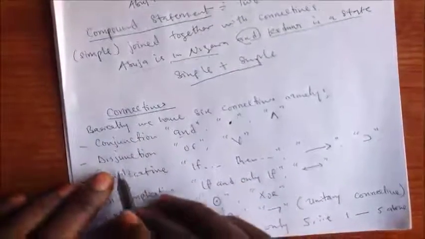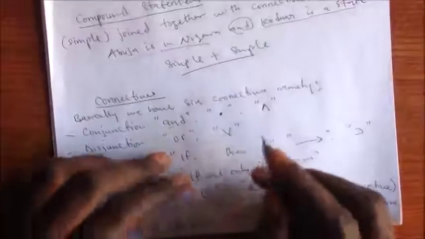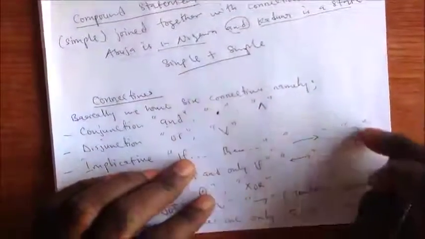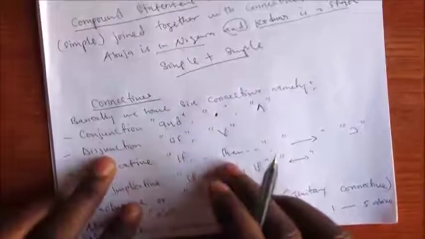Then we have disjunction. Disjunction is 'or'. I can say, Abuja is in Nigeria, or Kaduna is a state. That 'or' is a connective that joins the 2 sentences together. Therefore, it is a connective.